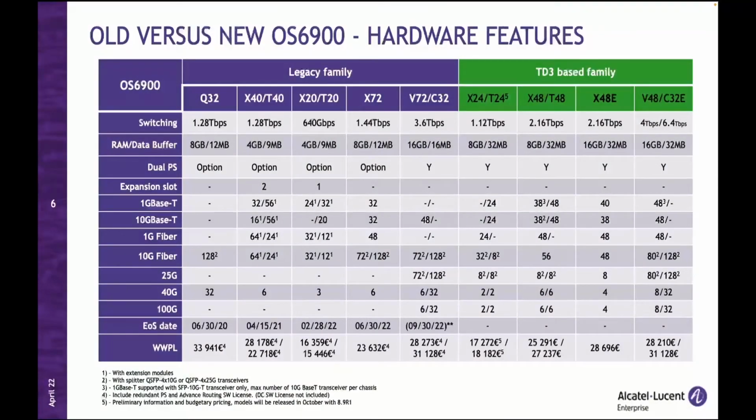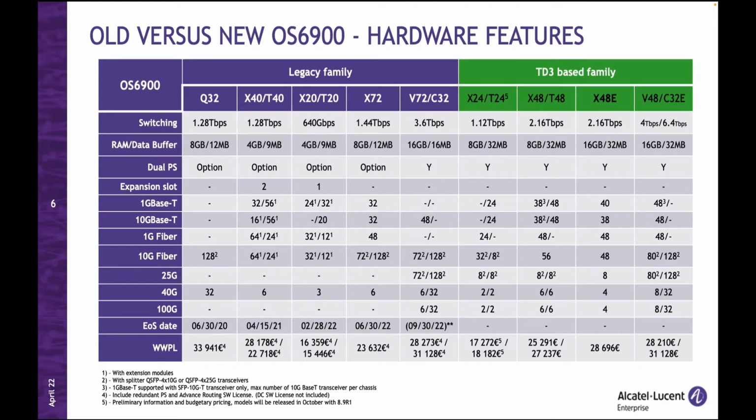Here, I want to go through the feature differences between the old hardware family and the new one. Let's start with some limitations of the newer family. The first one is about the support of 1 gig base T on X24 and X48 models. Those new generation 6900 X24 and X48 10 gig and 100 gig switches do not support the use of 1 gig base T transceivers.